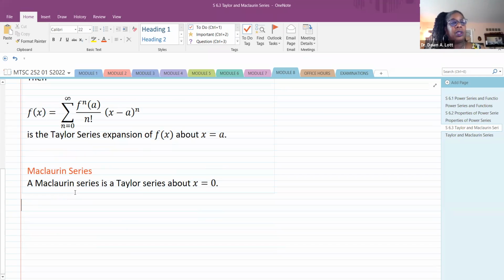Here's a special note: if by chance a happens to be 0, so if you do your series about x equals a, and a is equal to 0, then it's called the Maclaurin series. So we have this function f, whatever it is, and we're going to need to take several derivatives of the function and then get a formula to be able to create the Taylor series.